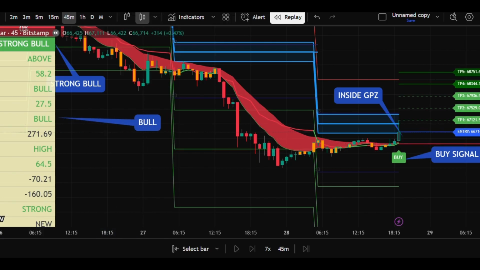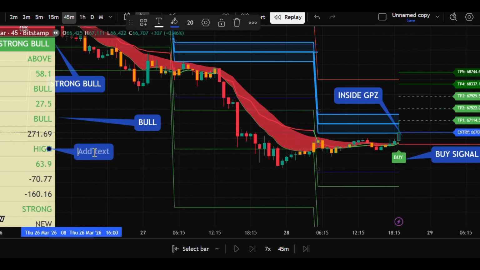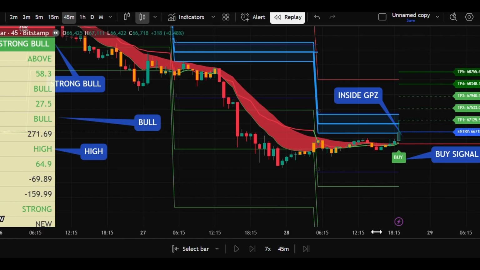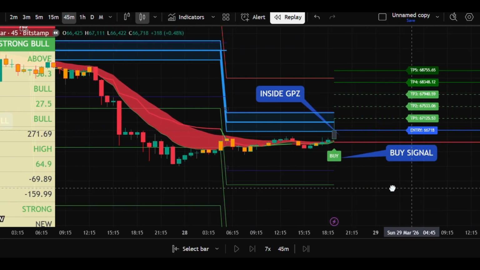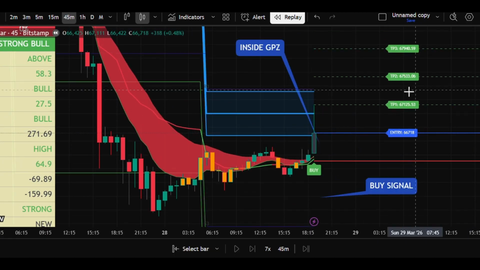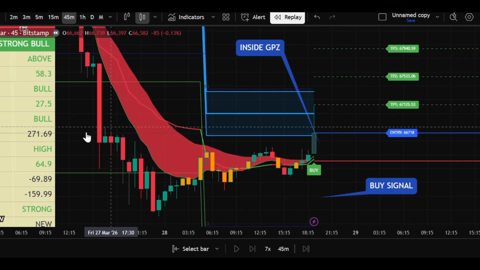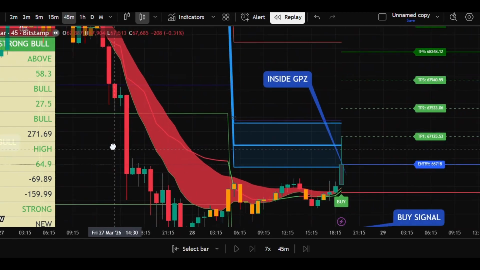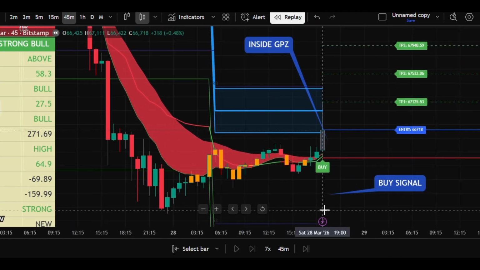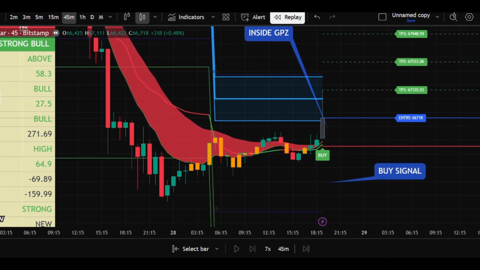Your entry can be at the close of the signal candle or on a retest. Your stop loss goes below the recent swing or based on ATR. And your targets: you don't exit everything at once. You take partial profits early. This reduces emotional pressure and allows you to hold the rest of the trade with confidence.